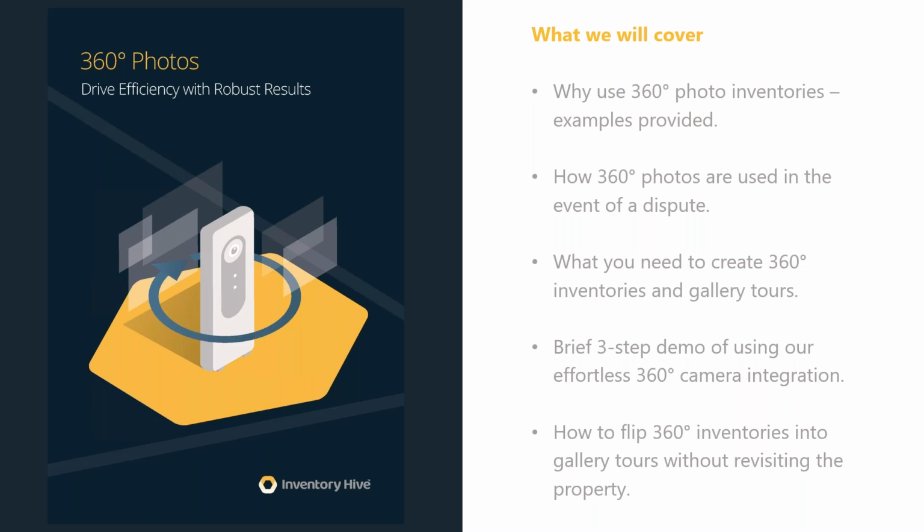So specifically, we're going to cover why you might want to use 360 inventories or 360 technology. We're going to look at some examples of those. We're going to look at how 360 photos are used in the event of a dispute. Let's face it, inventory reports are there to demonstrate compliance. They're also there to demonstrate condition and cleanliness. But of course, it's important to understand that the results you create can hold up in the event of a dispute. So we're going to look at a quotation, for instance, from our partners over at TDS via Steve Harriott, how they view 360 inventories.